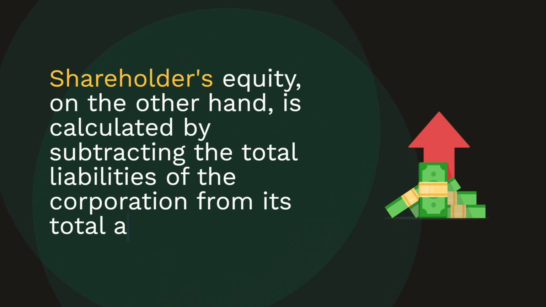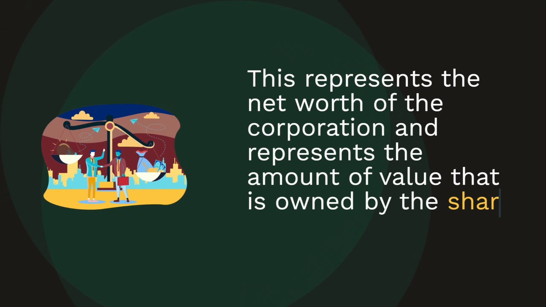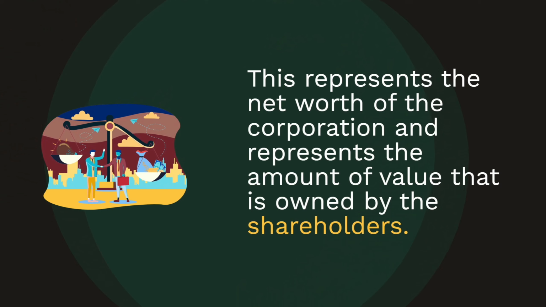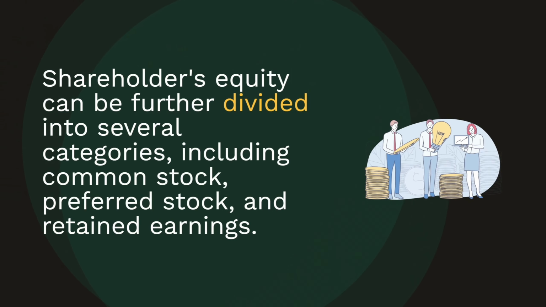Shareholders' equity, on the other hand, is calculated by subtracting the total liabilities of the corporation from its total assets. This represents the net worth of the corporation and represents the amount of value that is owned by the shareholders. Shareholders' equity can be further divided into several categories, including common stock, preferred stock, and retained earnings.